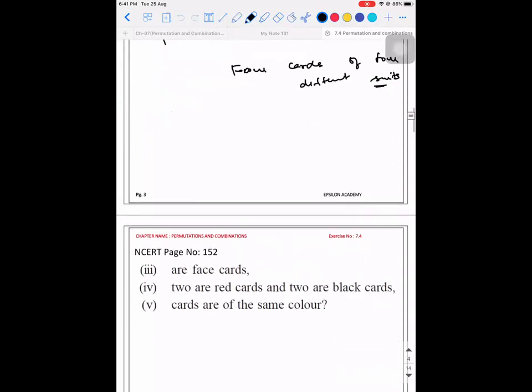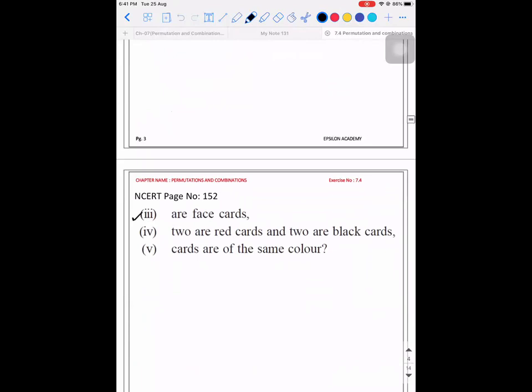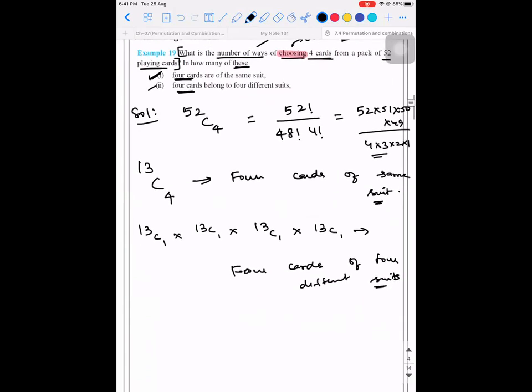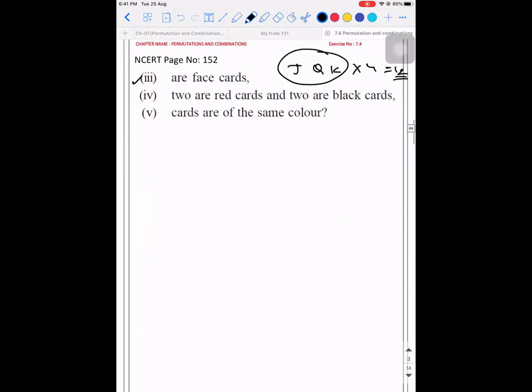Okay, this part tell me. Or face cards. So how many face cards do you have? Sir, 12 face cards are there in cards. What are the 12 face cards? The 12 face cards are Jack, Queen, King into 4. JQK into 4, so you have 12 face cards. So what are they asking? In those 12 face cards, you need to choose 4 cards out of the 12 face cards. 12C4, sir. As simple as that. That's right. So this is the answer for the 4th one.